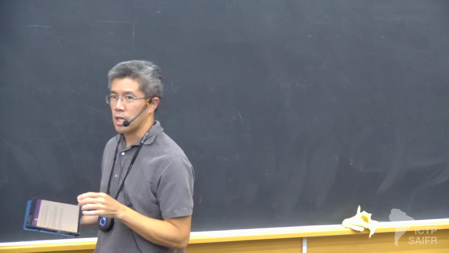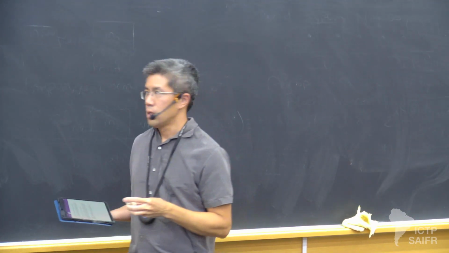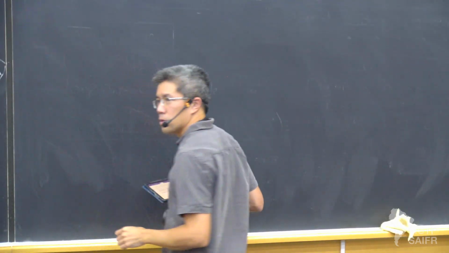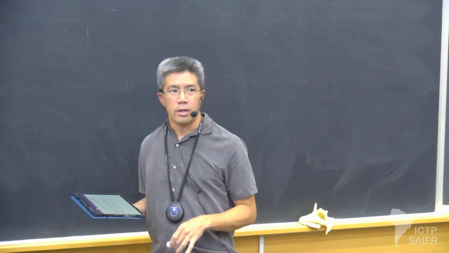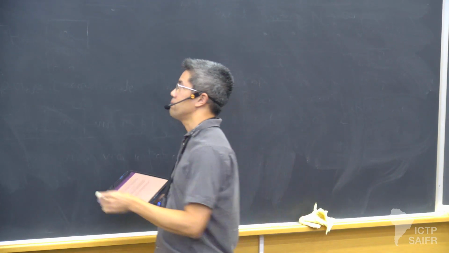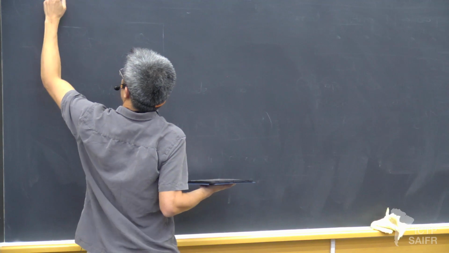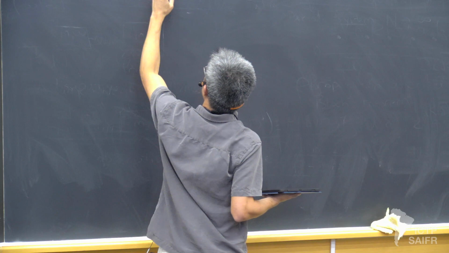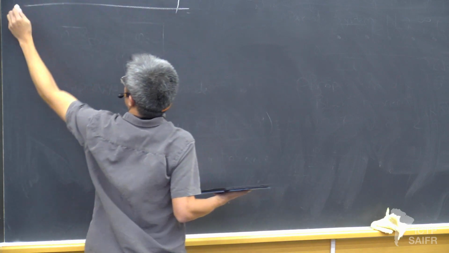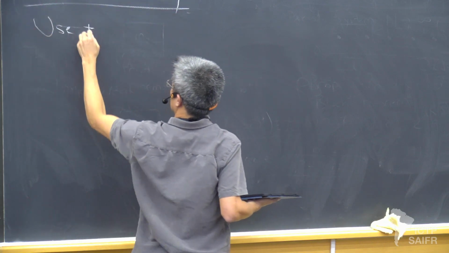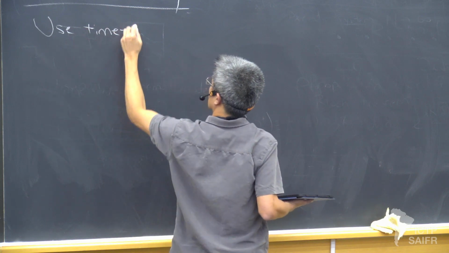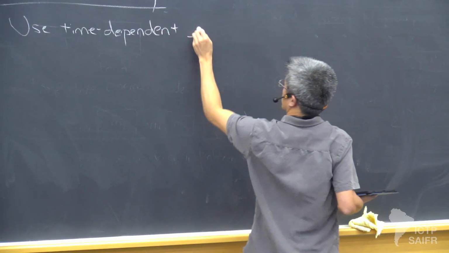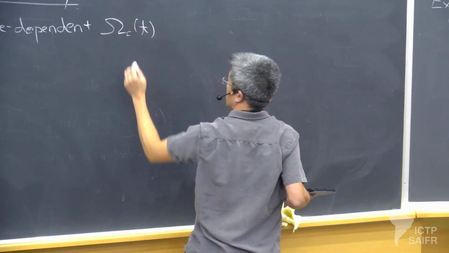Okay, so now let's actually talk about the quantum memory. Let me tell you the mathematical statement, and then my claim is actually it doesn't really matter. So the idea for a memory is to use a time-dependent control field omega C of t.